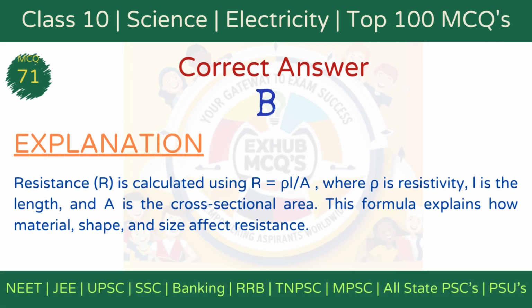The correct answer is option B. Resistance equals resistivity multiplied by length divided by area. Explanation. The formula for resistance is R equals rho L divided by A, where R is resistance, rho is resistivity, L is length, and A is cross-sectional area. This equation explains how the material, shape, and size of a conductor affect its resistance.